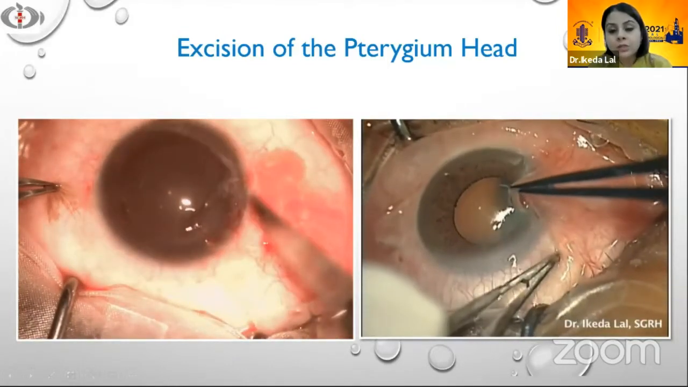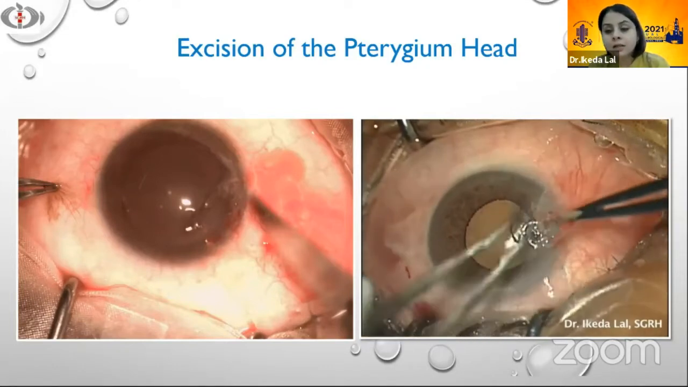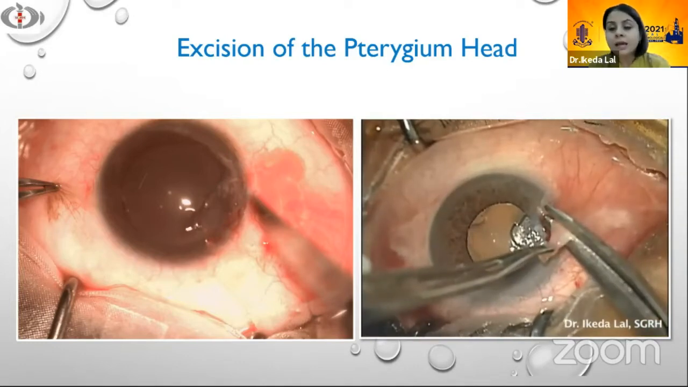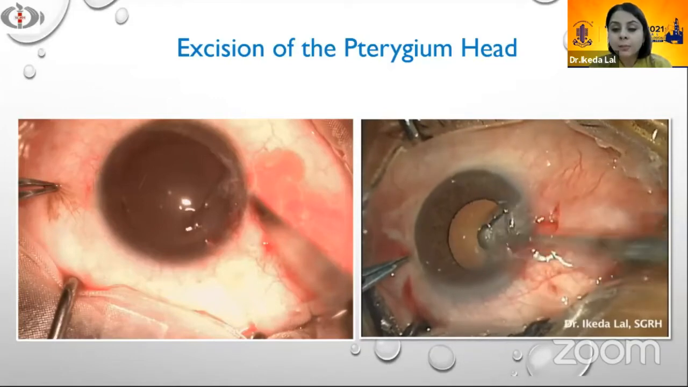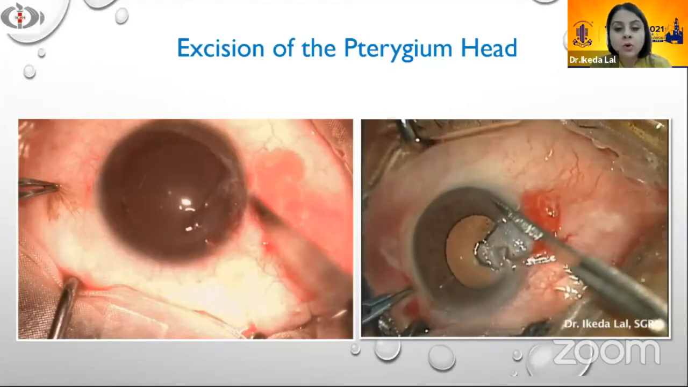The other way to do this, as I'm demonstrating in the next video, is first stripping off or avulsing the head of the pterygium from the corneal surface, followed by excision at the neck of the pterygium. Again, we are using a number 15 blade here to make sure that we have a clear cornea and no residual tissue.